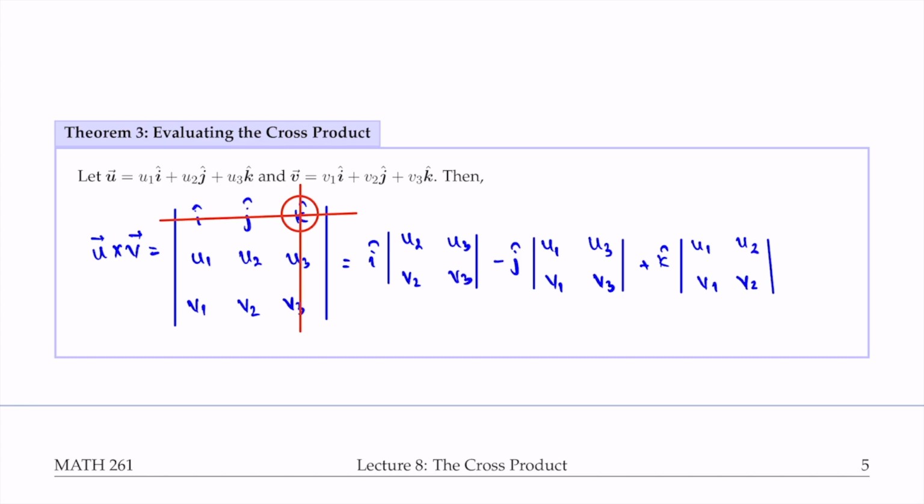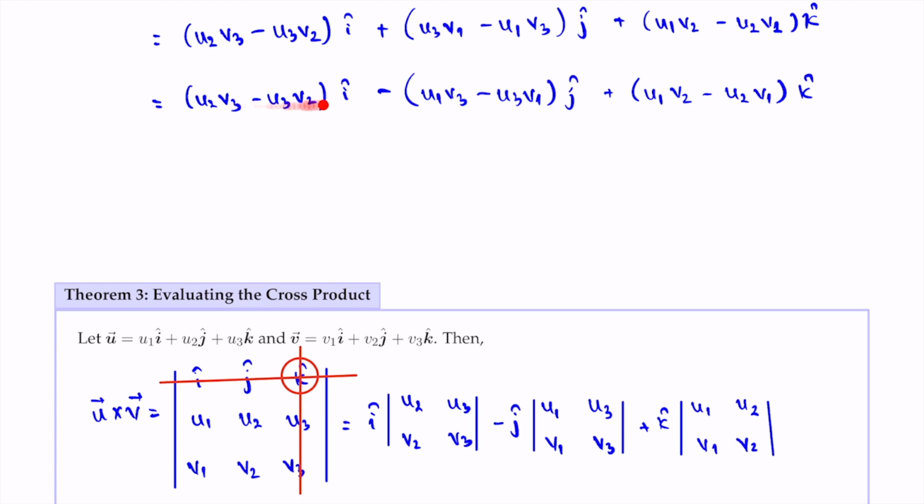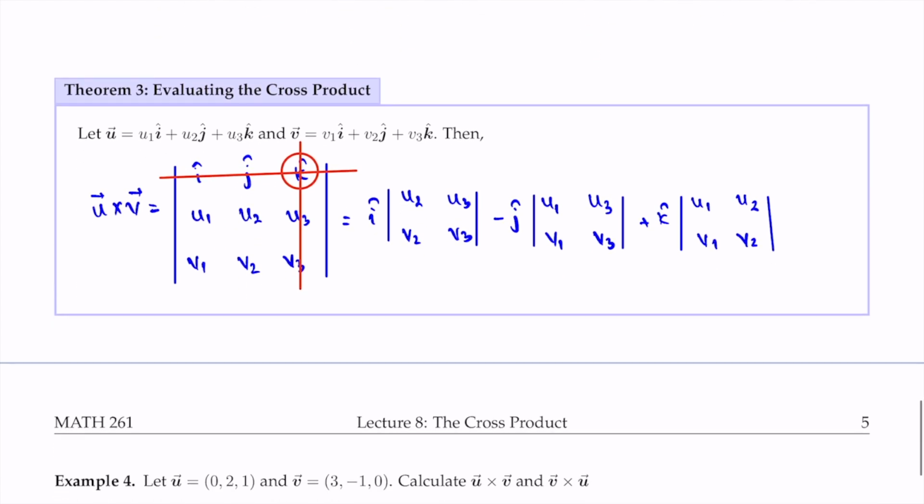Now, how could you obtain the 2x2 determinants to arrive at the answer that we get up here? What you do is that the formula for the 2x2 determinant is equal to the product of the main diagonal, subtract the product of the off diagonal. So what you have is u2 v3 minus u3 v2.